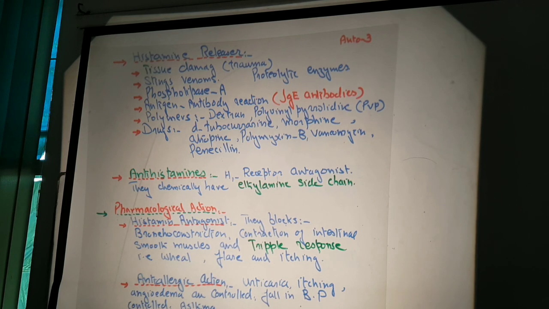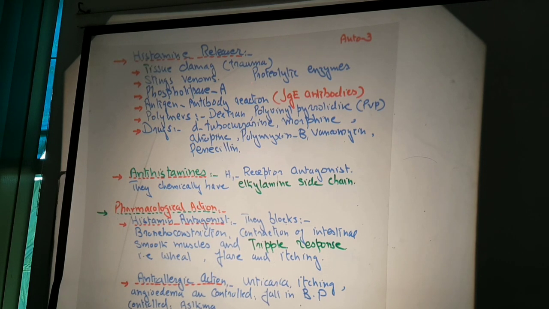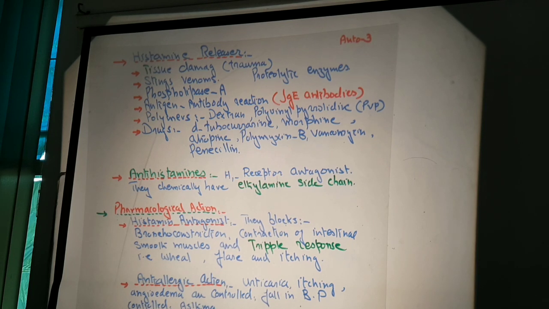Stings, we know, that is whenever there is the bite of a snake or any other creature, this is known as stings of the venom. There are certain proteolytic enzymes which are responsible for the release of histamine. Phospholipase A: you have studied in detail during the metabolism of phospholipids, in which I told you about various kinds of phospholipases: phospholipase A, B, C, D, and so on. Here it is phospholipase A which is responsible for the release of histamine.